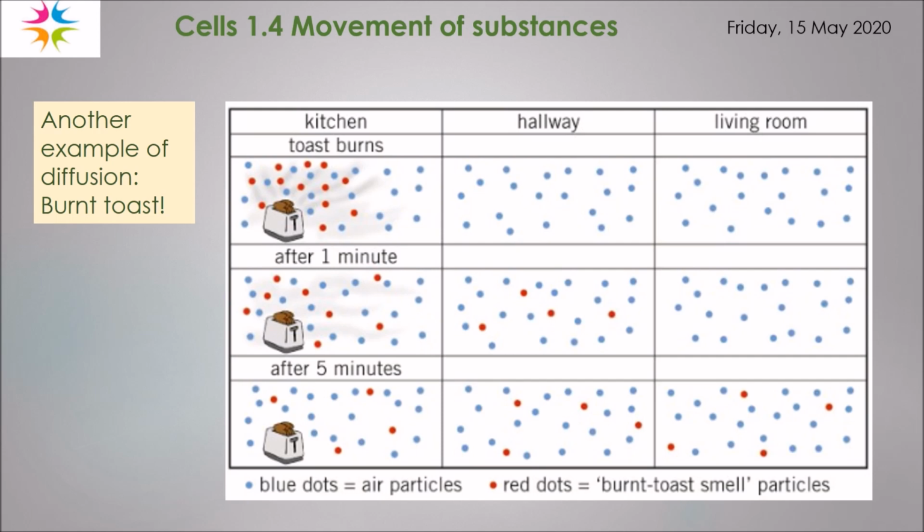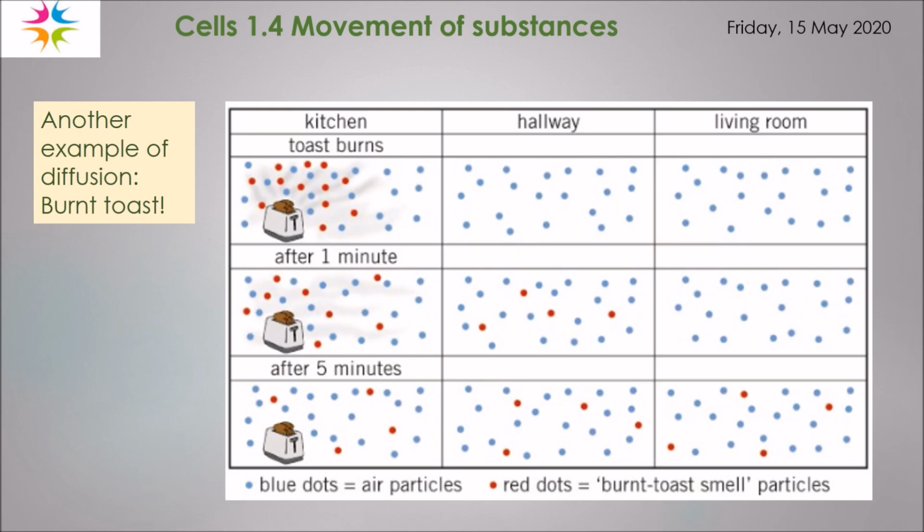So I hope you enjoyed that little demonstration of making tea using diffusion. Here's another example of diffusion. If you burn toast, then the smell of burnt toast is all around near the toaster. Those are the red particles. There are none in the hallway and none in the living room. After a minute, the particles start to diffuse into the hallway, because the hallway has an area of lower concentration and around the toaster there is high concentration.